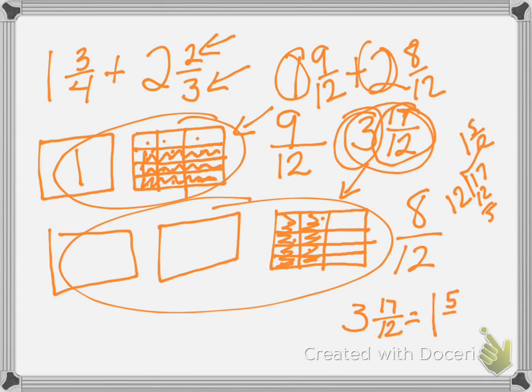Our remainder was 5. Our denominator stays the same, except we can't really write that 1 because we have to add it to the 3. Because we can't forget about that 3. So we'll make it 4, because 1 plus 3 is 4. 4 and 5/12. All right?